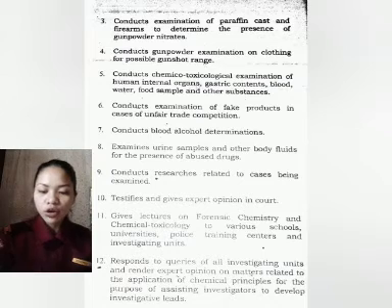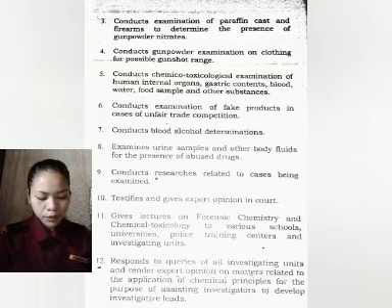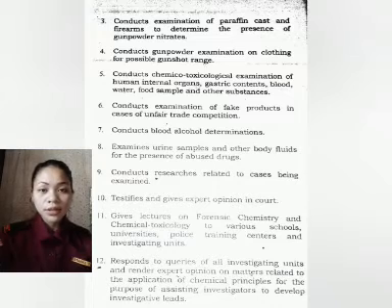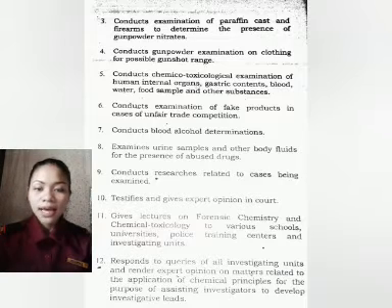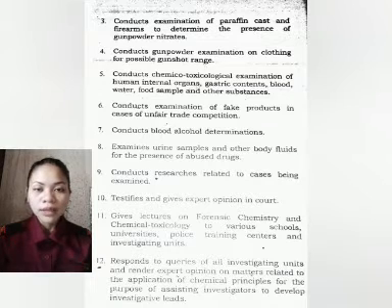Conduct examination of paraffin, gas, and firearms to determine the presence of gunpowder. So this is the third. This is the examination of paraffin, gas, and firearms to determine what kind of firearm it is by conducting examination of gunpowder nitrate. So that is necessary also, to conduct examination in gunpowder nitrates to identify what that gun is.